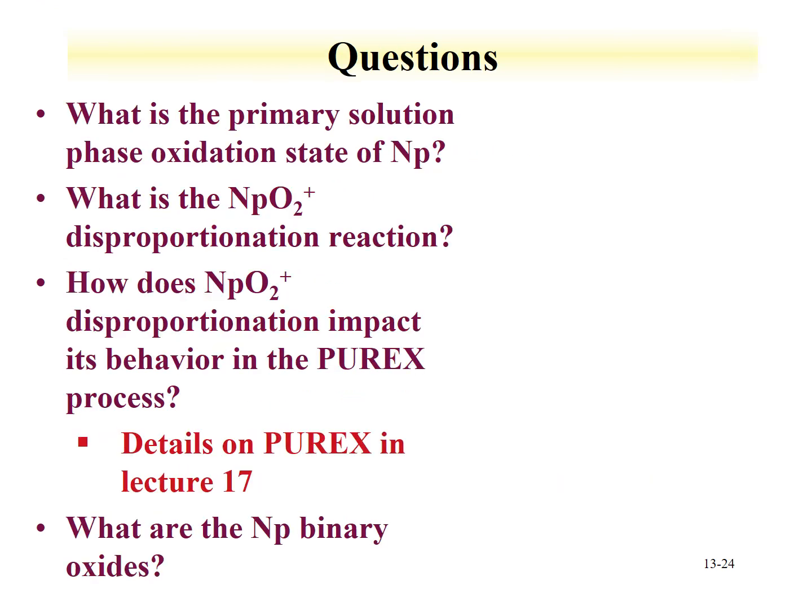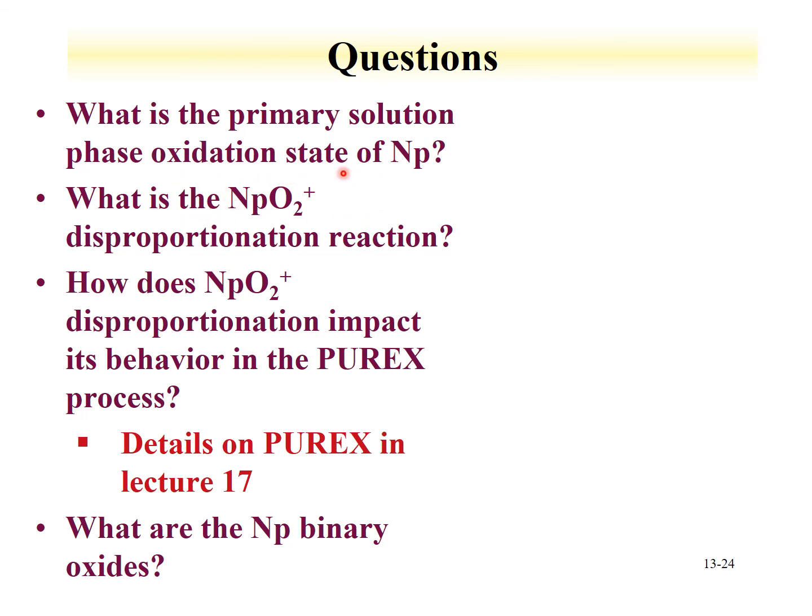Some of the questions you should be able to answer based on this lecture are listed here. What's the primary solution phase oxidation state of neptunium? Neptunium is pentavalent, +5. But that compound is the dioxide, neptunyl, as shown here.